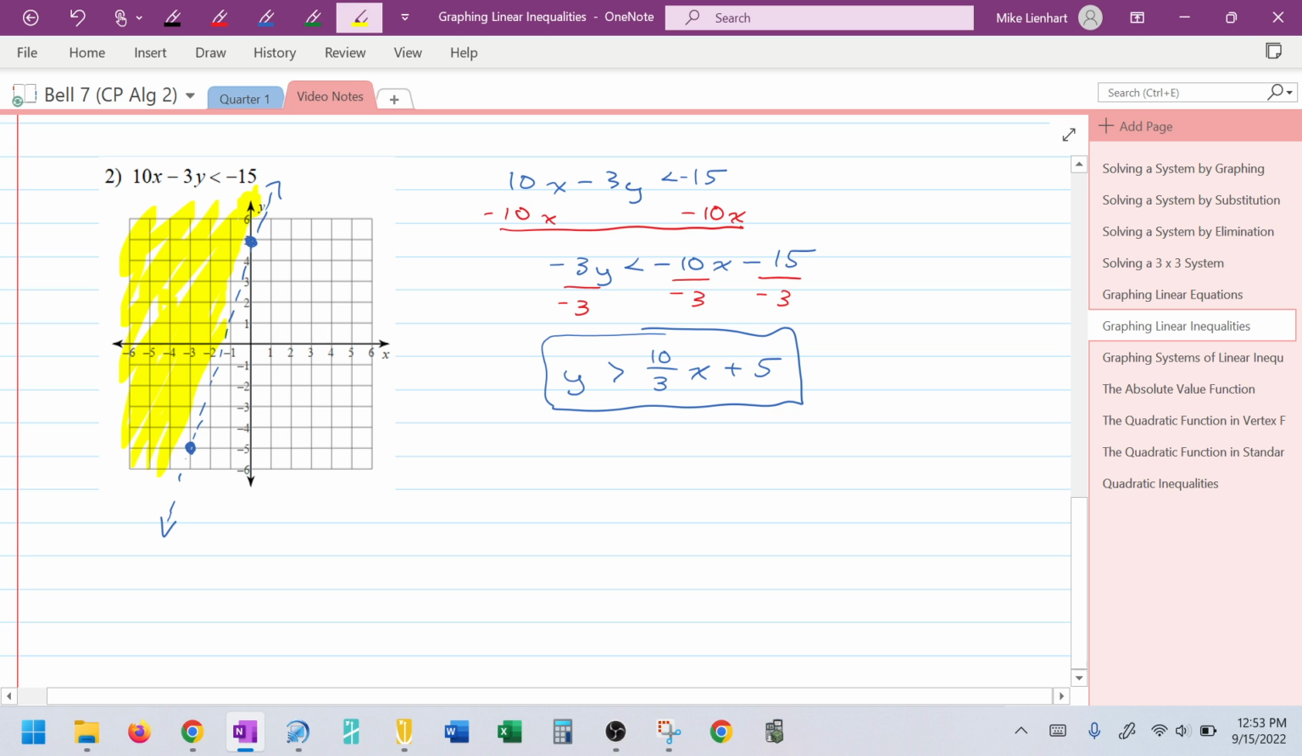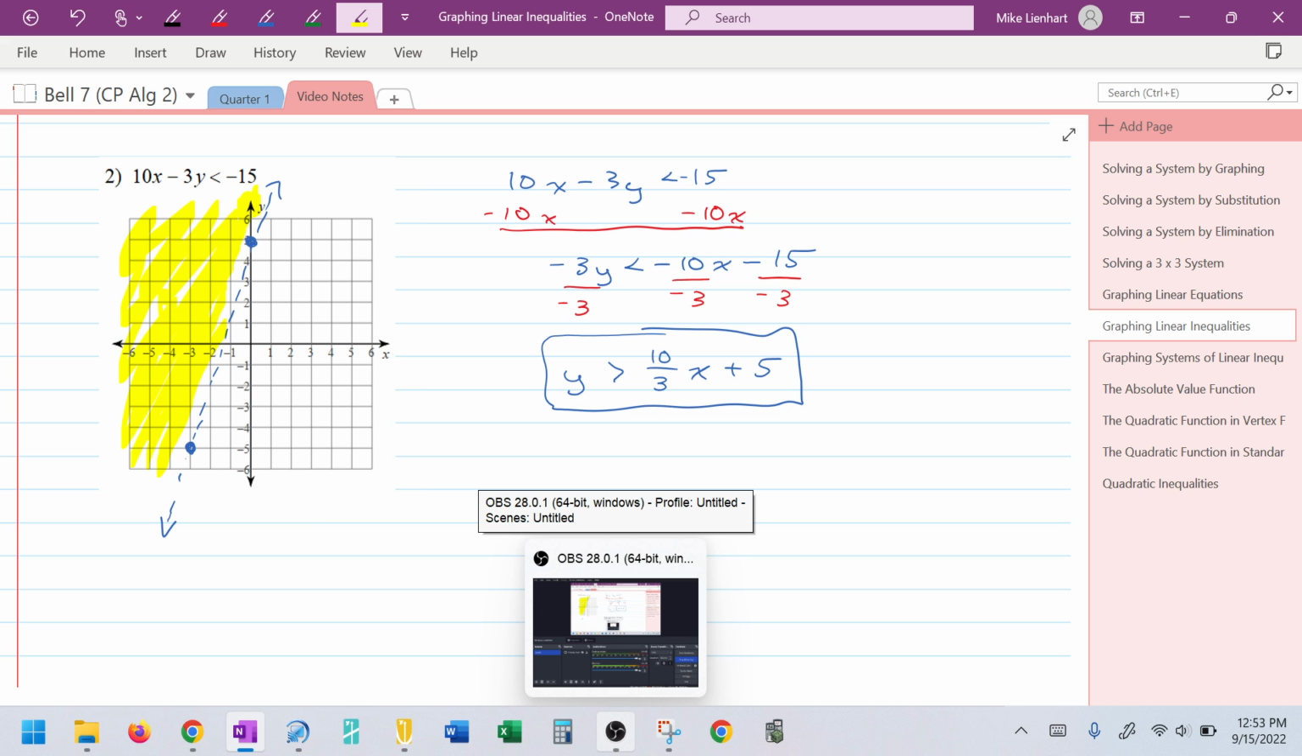All right? Let me know if you guys have any questions. This should take care of how to graph a linear inequality.